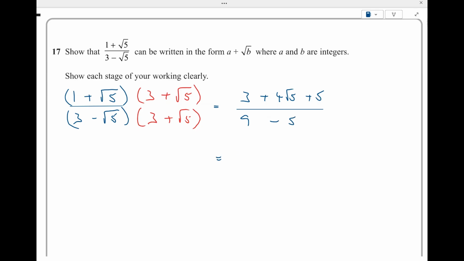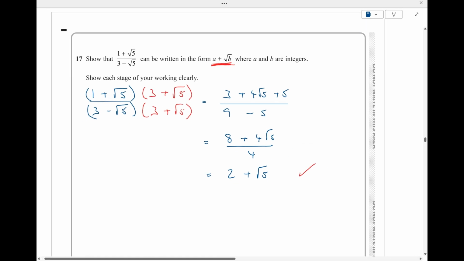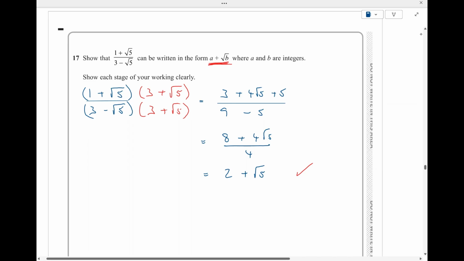So I'm going to have 8 plus 4 root 5 over 4. Now just a minute, can't you divide the top by 4? 8 plus 4 root 5 divided by 4 is 2 plus 1 root 5, or just 2 plus root 5. And there you are, in the form something plus root something. That's done. And that's number 17 sorted.